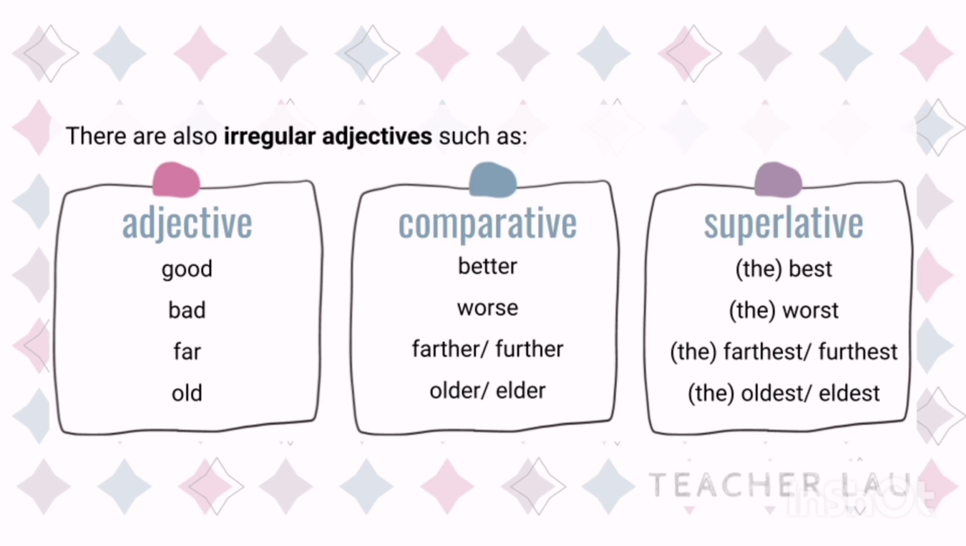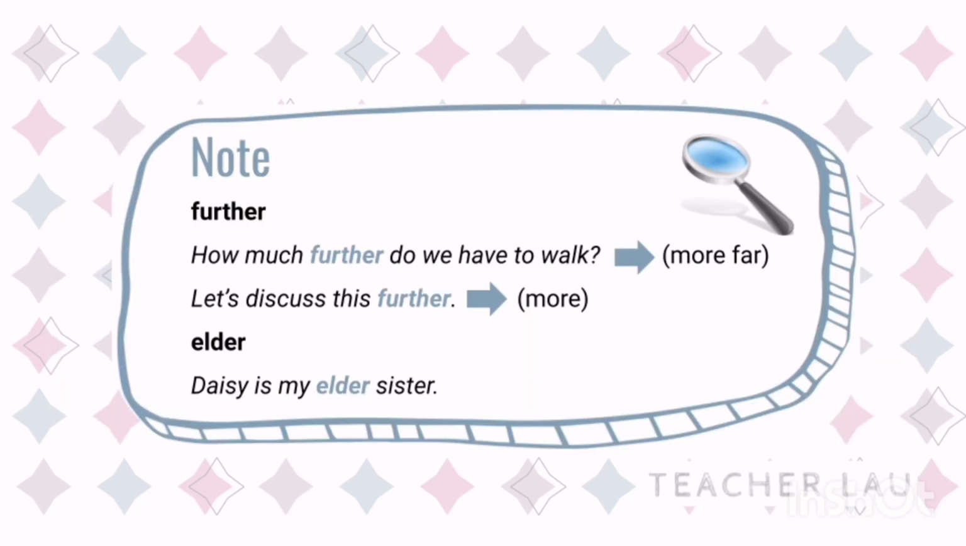Finally, there are also irregular adjectives such as good, bad, far, old. So we can have good, better, the best. Bad, worse, the worst. Far, farther, further. The farthest, the furthest. Old, older, elder. The oldest, the eldest. Note that further means both more far and just more.